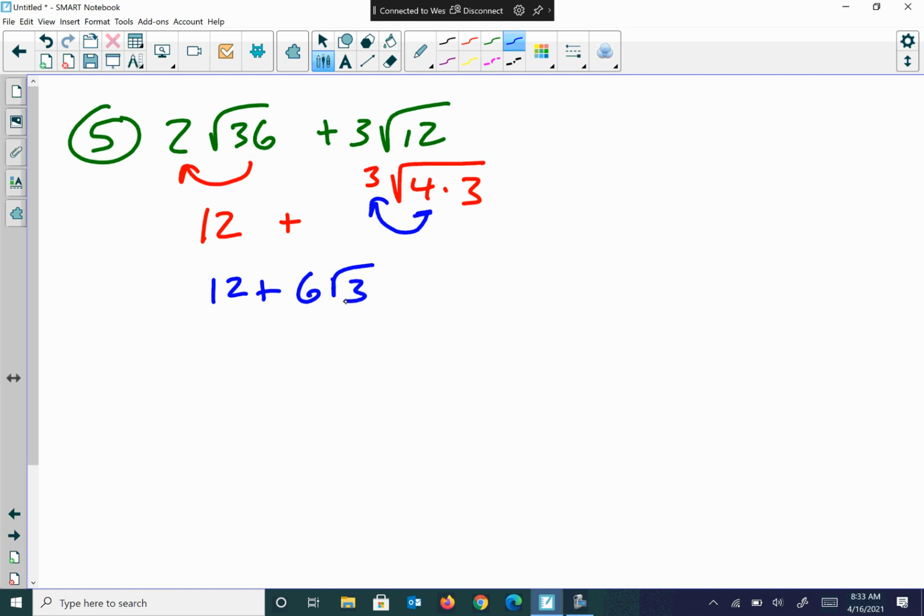12 root 3. Hey, friends, can I go any further? Can I get 18 root 3? Uh-uh. The 12 doesn't have a root with it. They're not like terms. That'd be like adding x and y together to get xy, because that's a big no-no in math.